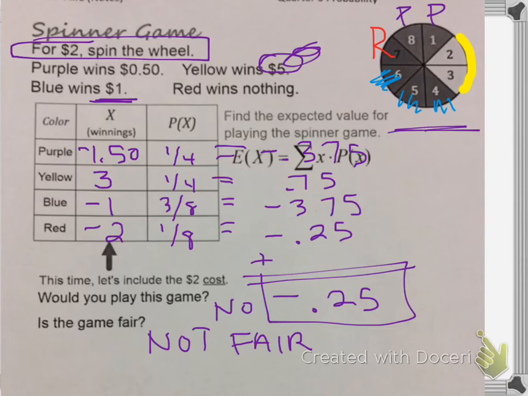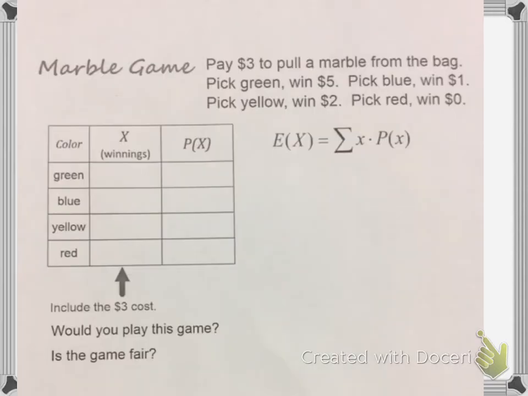All right, so here we go on to the next one. We're playing a marble game this time. We're paying $3 to pull a marble from a bag. If we pick green, we win $5. So green would be, we'd win $5, but we paid $3, so we can put 2 in there on the green. If we pick blue, then we win $1. We paid 3 to play though, so that's really a negative 2 in there. That's not going to get us any kind of profit back out of that, because we're going to lose some money there no matter what.